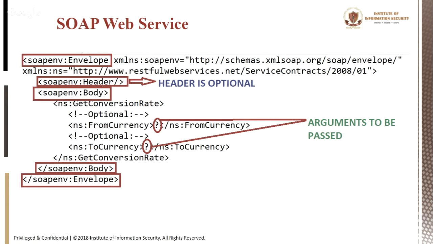Then the body tag opens, and it has from currency. The question mark is the argument to be passed. This is basically a currency converter web service, which converts currency from one currency to different types of currencies. So if I say from INR, which is Indian Rupees, to currency USD, and I give the amount, it will give me the converted amount in US dollars. Then the body tag closes, then the envelope closes. This is basically how a SOAP web service looks, just a short example.